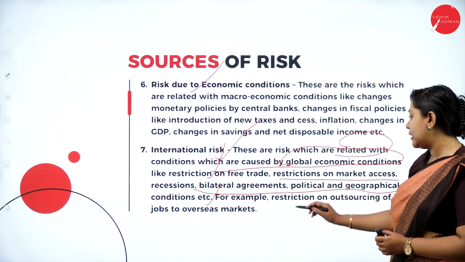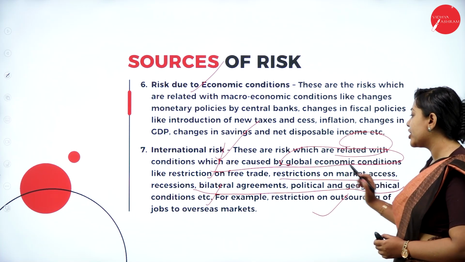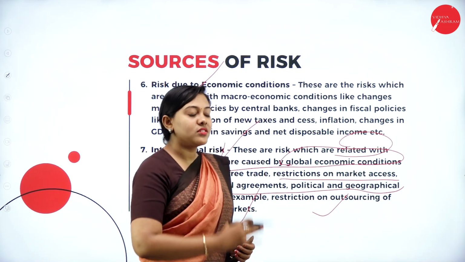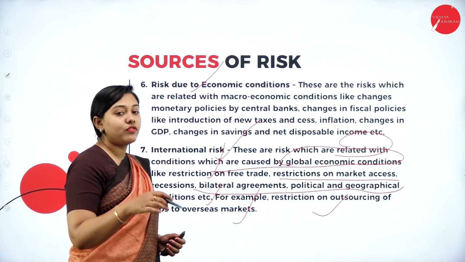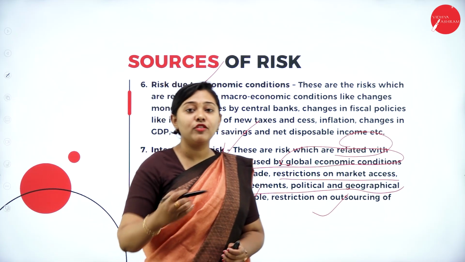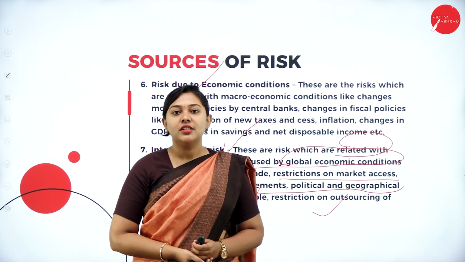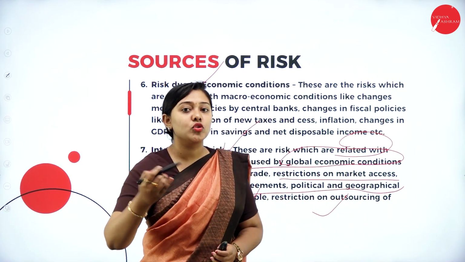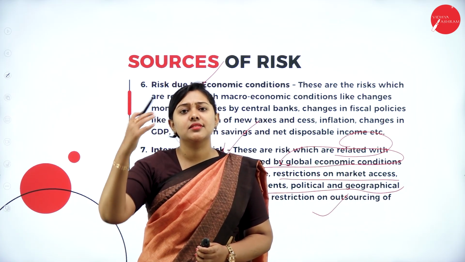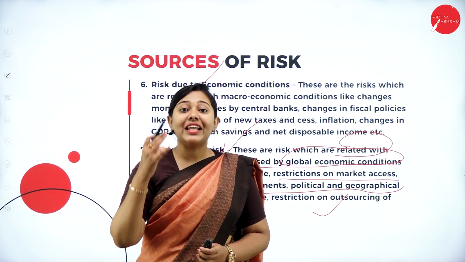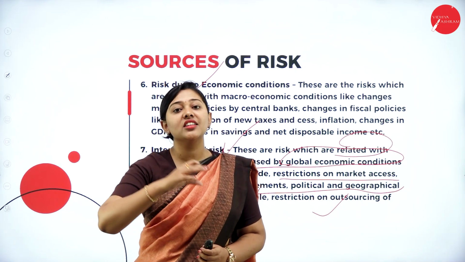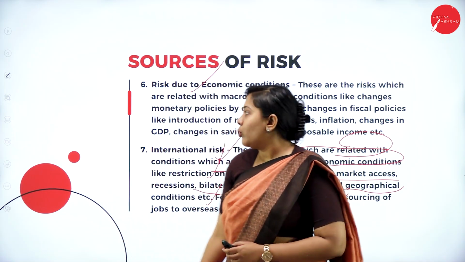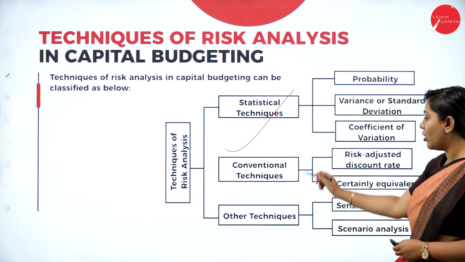We have an example here: restrictions on outsourcing of jobs to overseas markets. As I have told you, if they impose restrictions on jobs for international markets, then it will be difficult. So these are the different types of risk and the sources of risk, from where risk arises, what conditions will affect the risk, and what factors contribute to the risk for the company.